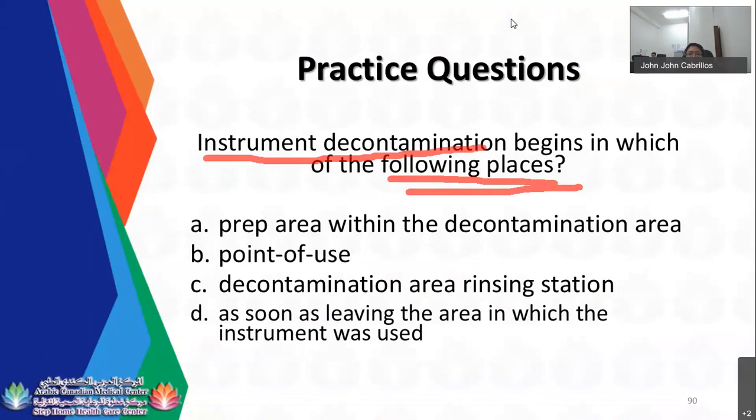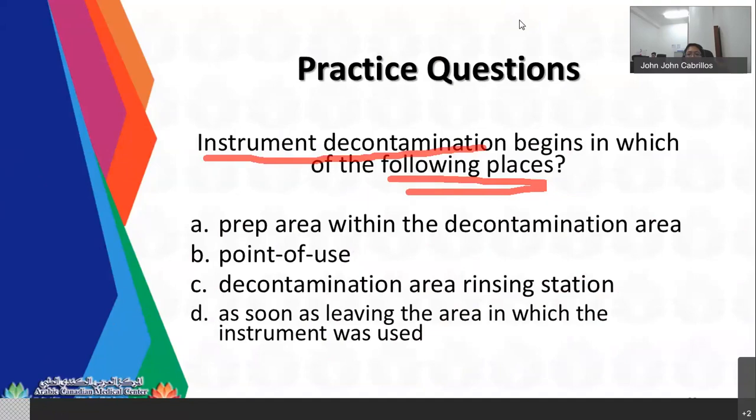Okay. So let's start annotating. I will start with letter D. It's wrong. Why? As soon as leaving.